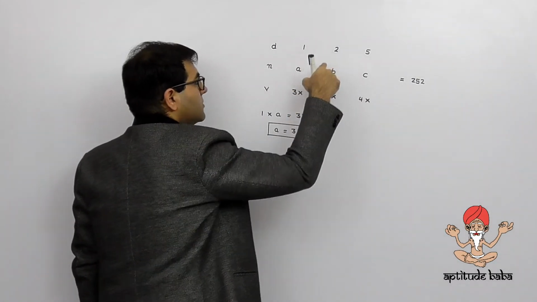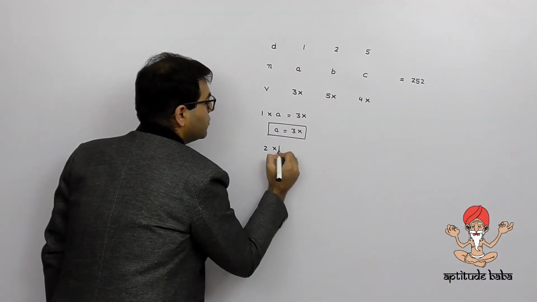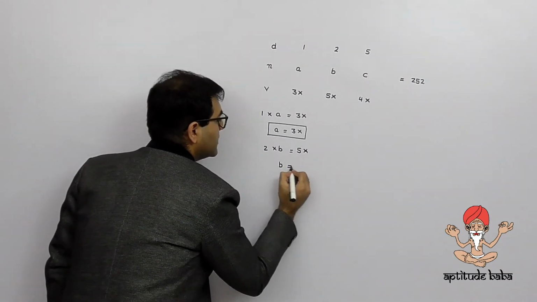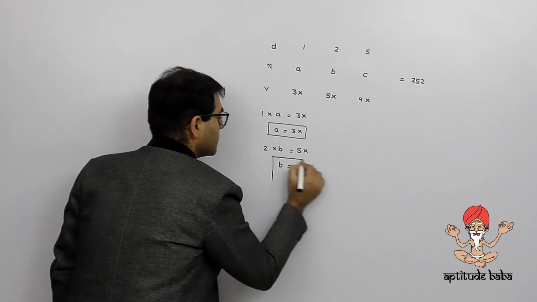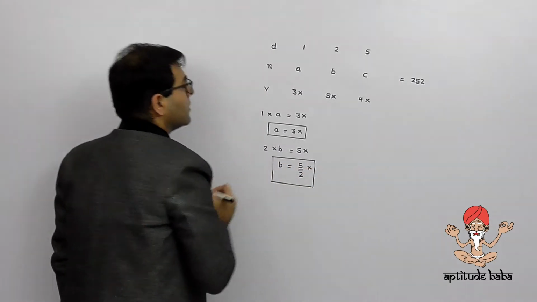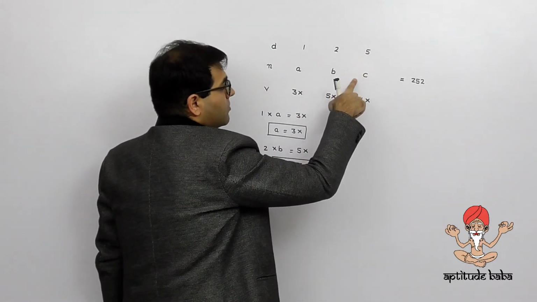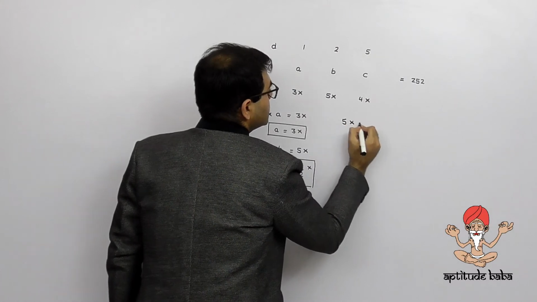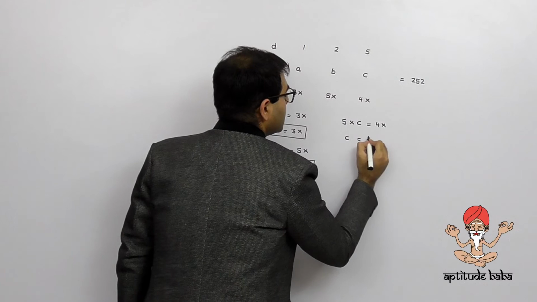Value of denomination into number of coins gets me the total value. So 2 into B gets me 5x. So can I say the value of B ends up becoming 5 by 2 of x? Value of denomination into number of coins gets me the total value. So can I say 5 into C gets me 4x, or the value of C ends up becoming 4 by 5 of x?